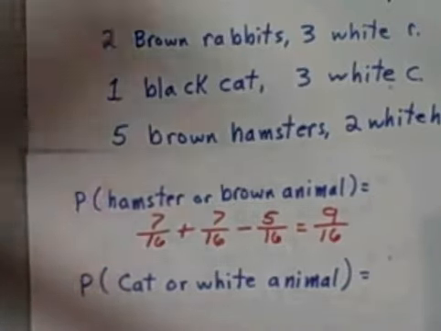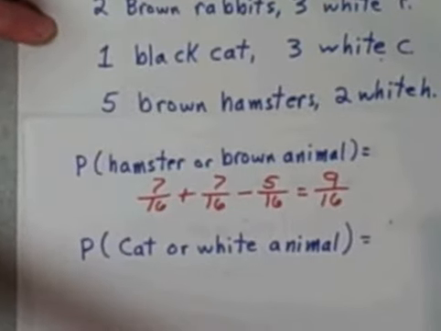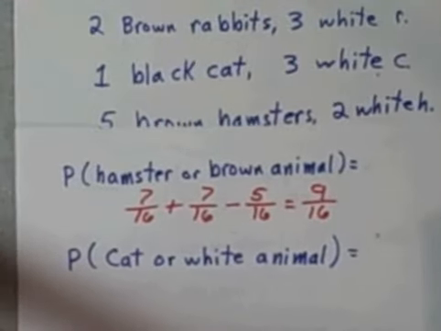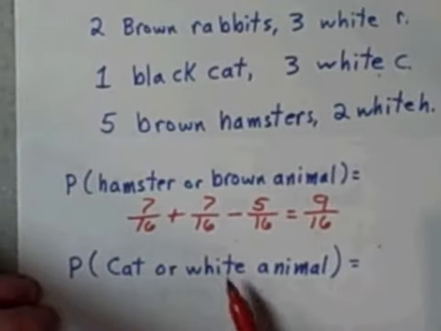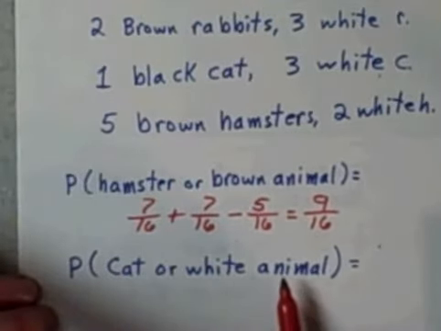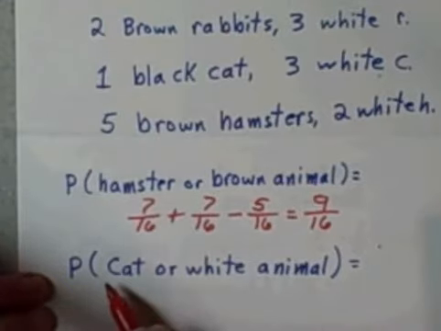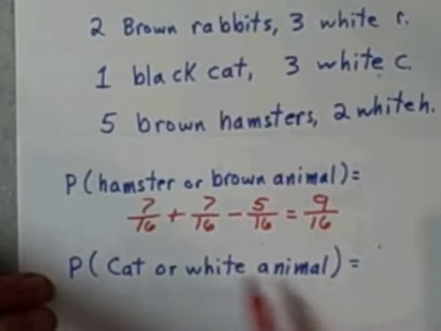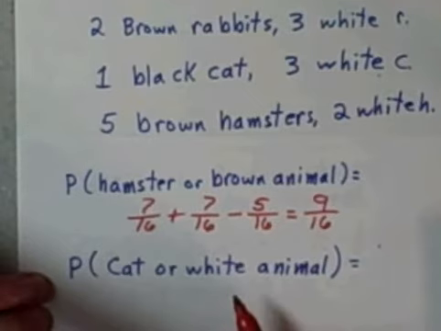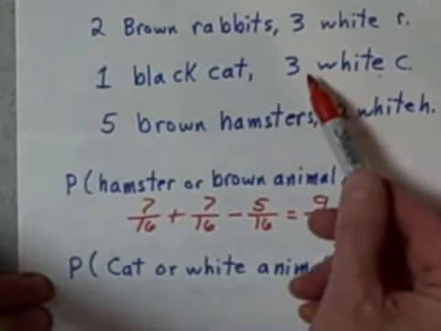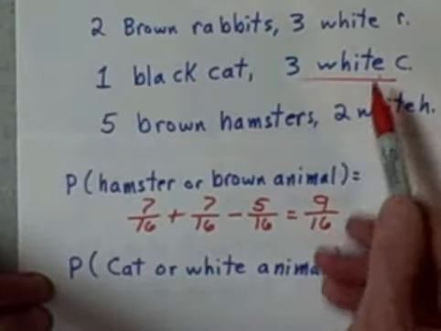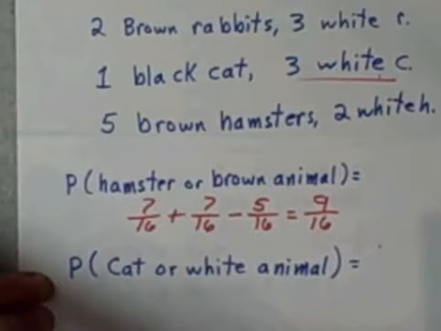Let's do one more from the pet store. What's the probability that we reach in one time and pull out either a cat or a white animal? Well, once again, are these two outcomes disjoint? And the answer is no. They can happen at the same time. Namely, we can get a white cat. It can happen 3 times.